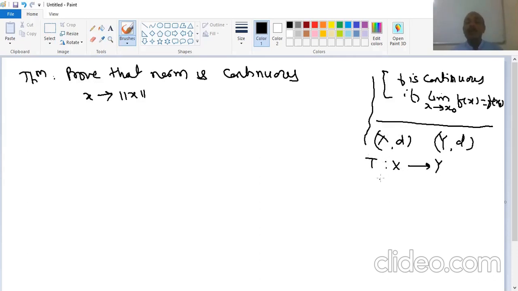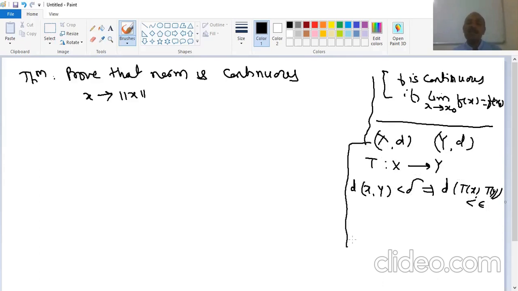Here T is continuous. When do we say T is continuous? If d of x, y less than delta implies the distance between T of x and T of y is less than epsilon. If we show this, then we can say this T is continuous.